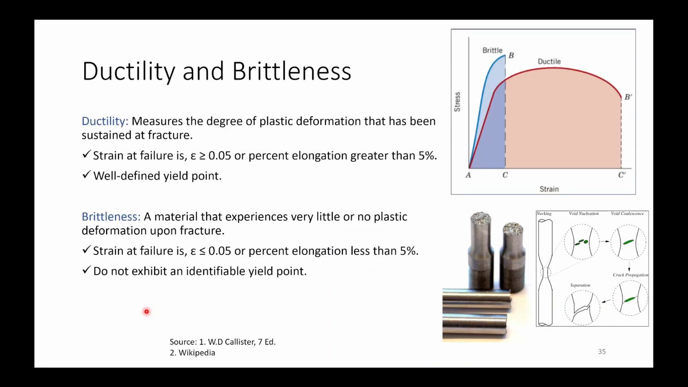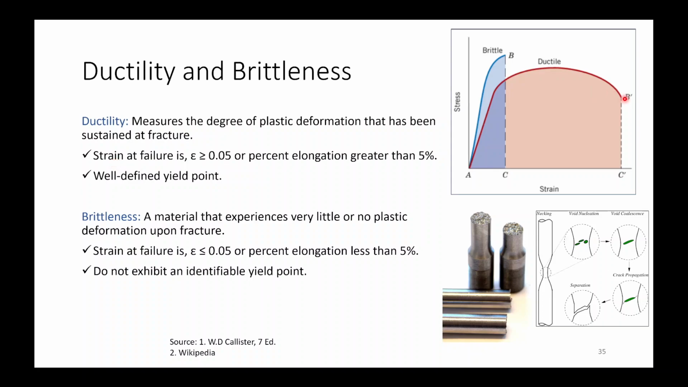Now other properties are ductility and brittleness. Ductility is a measure of the degree of plastic deformation that has been sustained at fracture. So up to fracture, when we measure what elongation has happened up to that particular point, it will be known as ductility. So it will be your percent elongation.